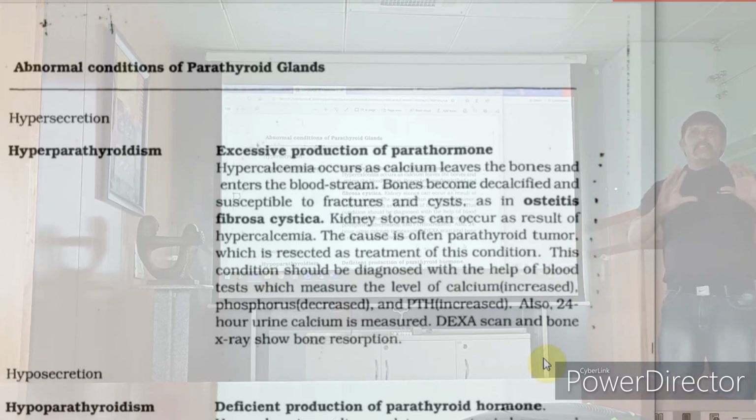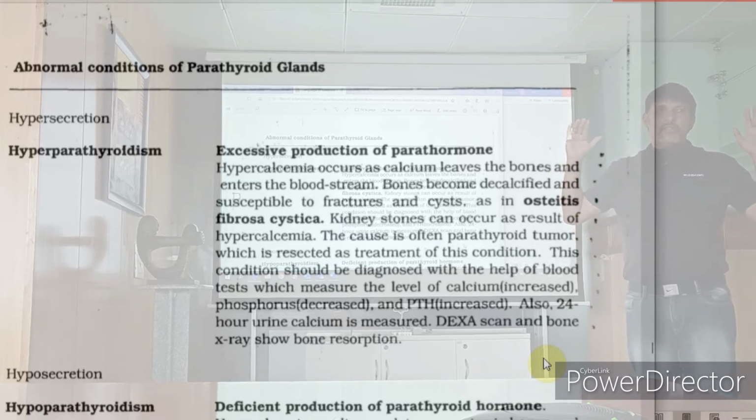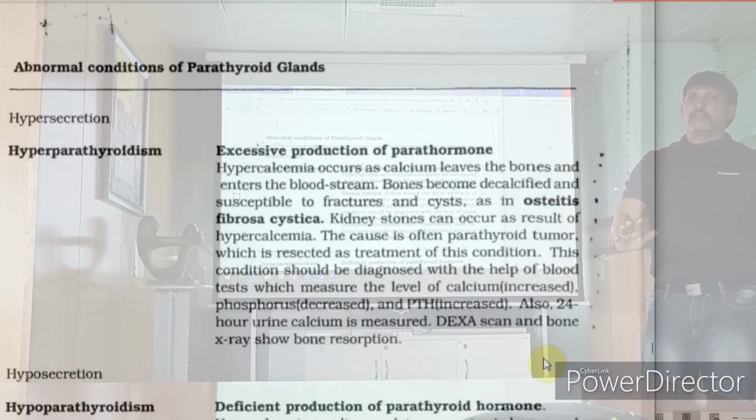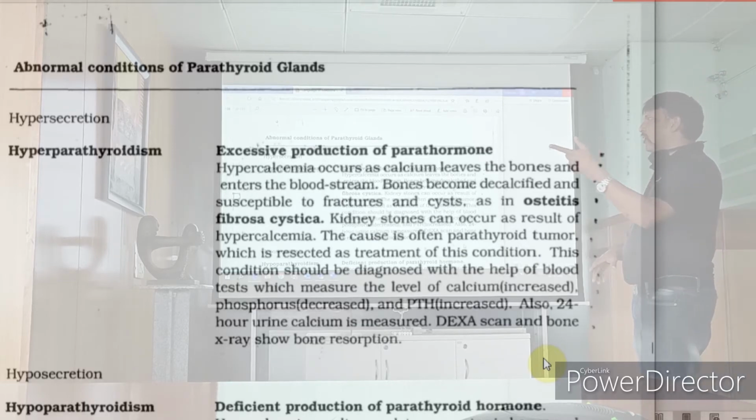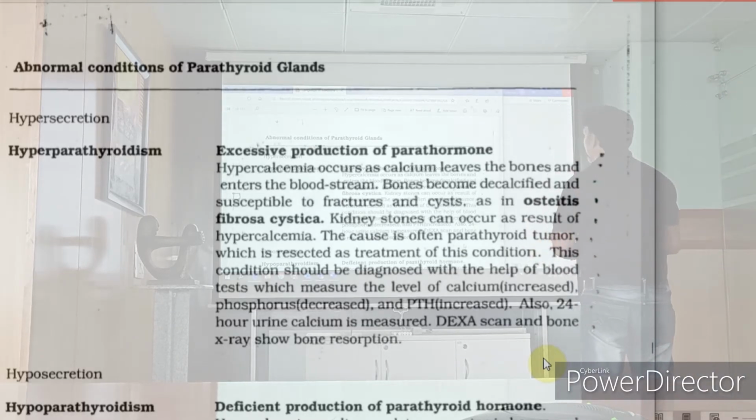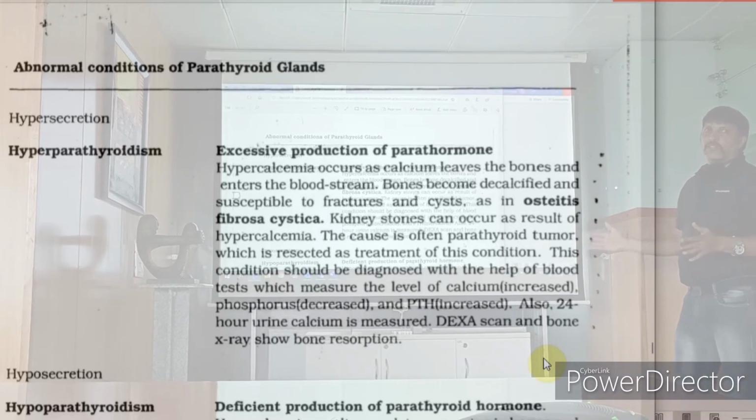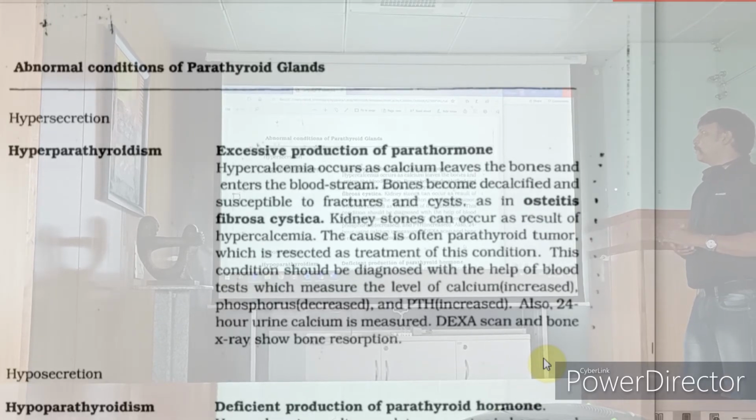So, you're just learning a bit of anatomy, what it is secreting, and what the pathology is. Excess and low. Hyper: what will happen if it is hyper? Excess of calcium is there. If it is low, low. The end result is that hypercalcemia occurs, bones become decalcified. The storage in the bones is being removed. So decalcification occurs, fractures can happen. And then osteitis fibrosa cystica can happen.